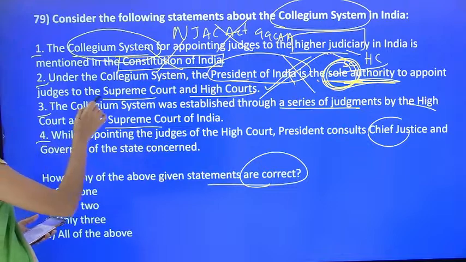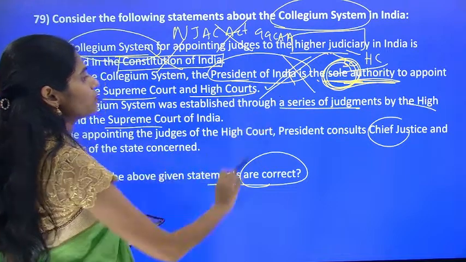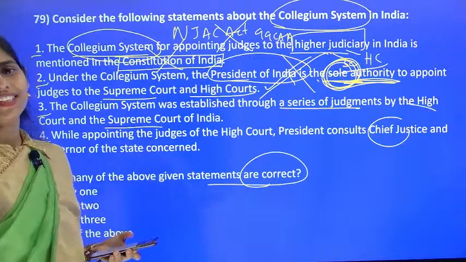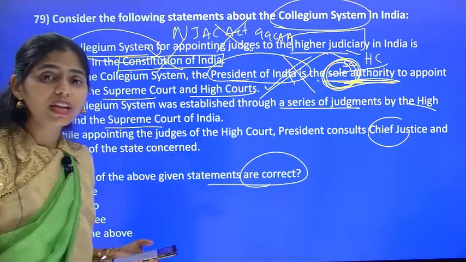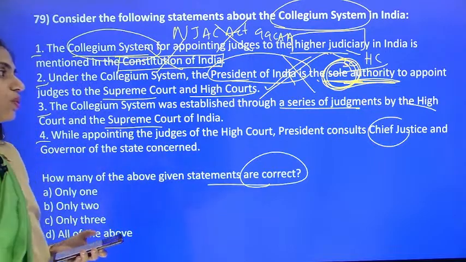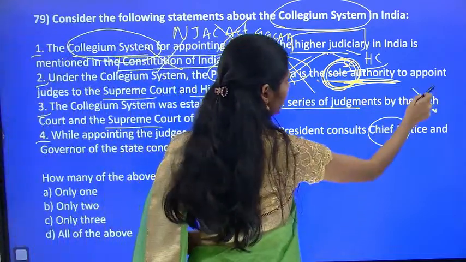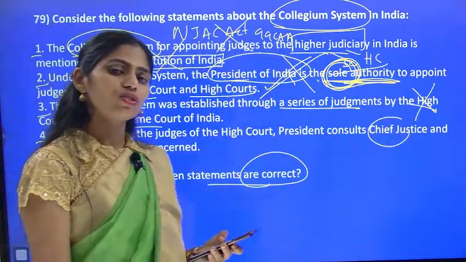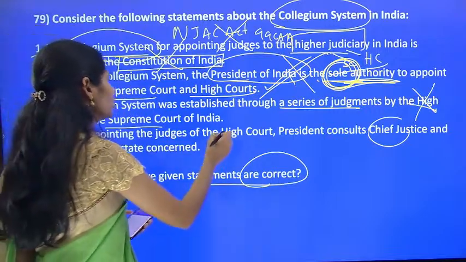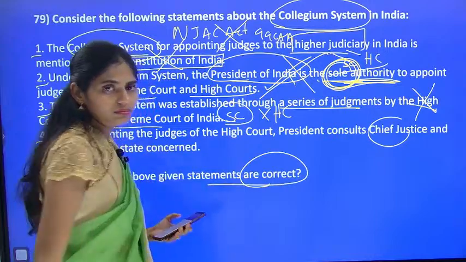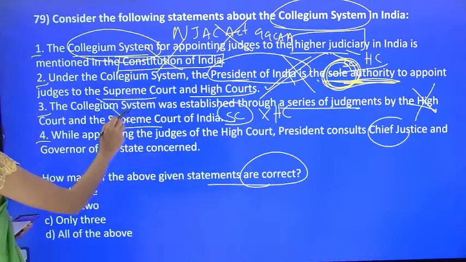And next one is, Collegium system was established through a series of judgments by High Court and Supreme Court. So actually the thing here is, this Collegium system came into existence because of cases of Supreme Court, not High Court. So High Court is not there here. First judge case, second judge case, third judge case and fourth judge case. So they are related to only Supreme Court but not High Court. So this is also incorrect.